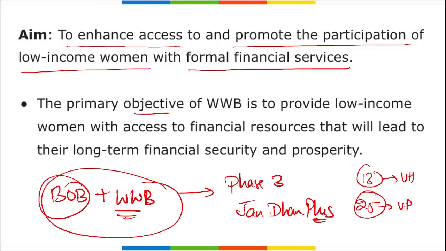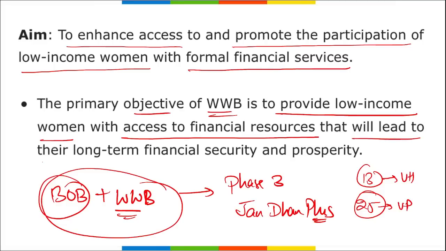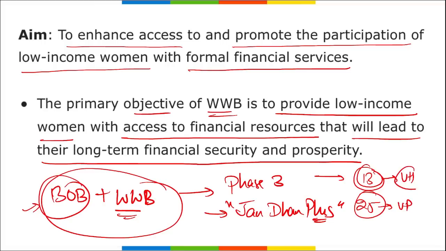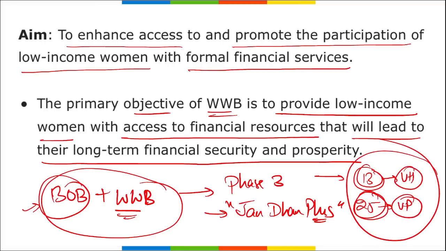It is to enhance access to and promote the participation of low-income women with formal financial services. The primary objective of WWB is to provide low-income women with access to financial resources that will lead to their long-term financial security and prosperity. Remember, Bank of Baroda has tied up with whom? They have tied up with Women's World Banking to launch phase 3 of Jan Dhan Plus. This was launched in 13 districts of Uttarakhand and 25 districts of Uttar Pradesh. You have to remember this data also.